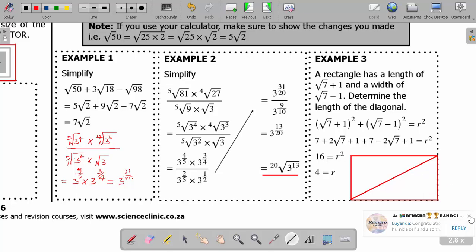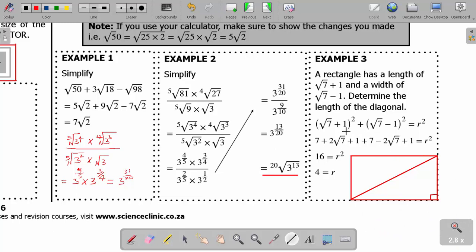So in this case, I've been given this, I know this is 90 degrees here. So it means I can use the Pythagorean theorem, because I know the length, which is root 7 plus 1 here. What about the width? I know root 7 minus 1. So I can say that my diagonal squared, or r squared, equals root 7 plus 1 squared, plus root 7 minus 1 squared.